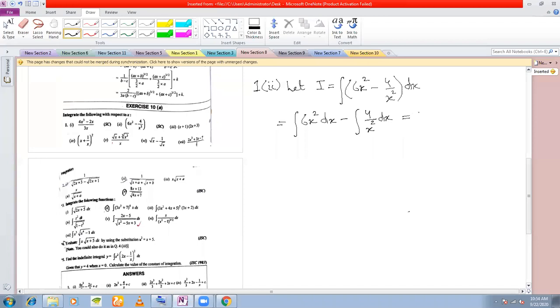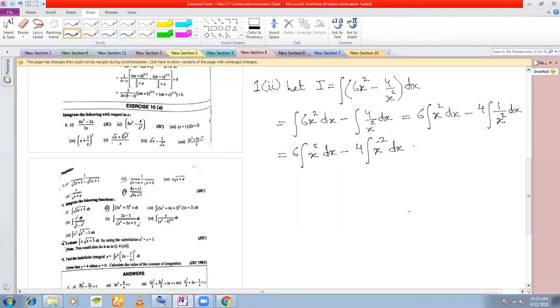Now from here 6 is a constant, you can take it out of the integration. 6 integral x square dx minus, now 4 is a constant, you can take it out. So what are you left with? 1 by x square dx. You write 6 integral x square dx minus 4, and 1 by x square can also be written as x to the power of minus 2 dx.